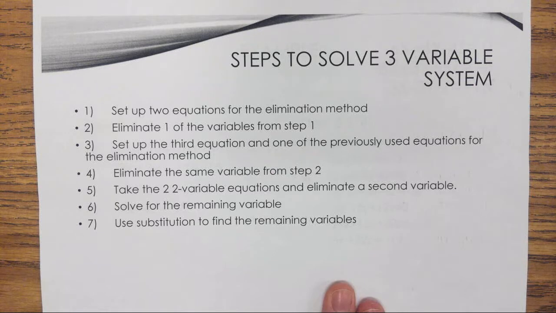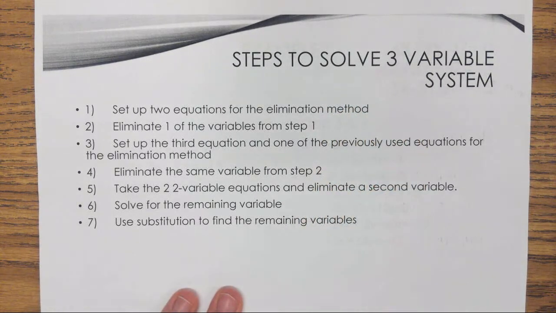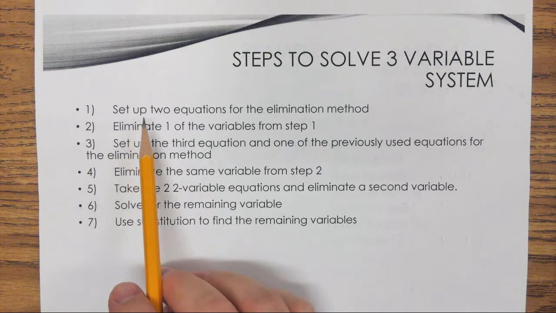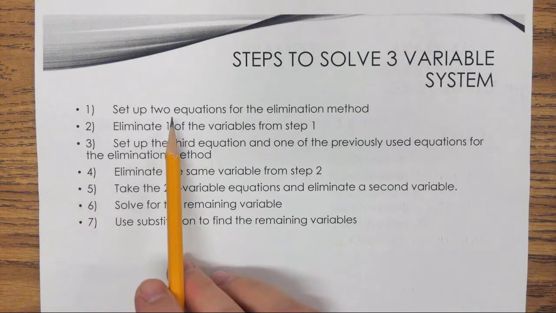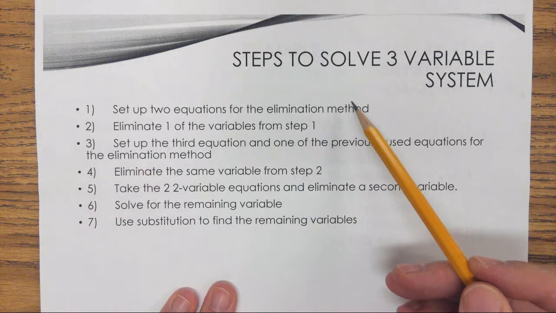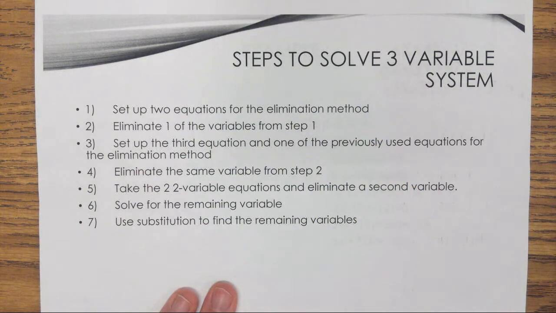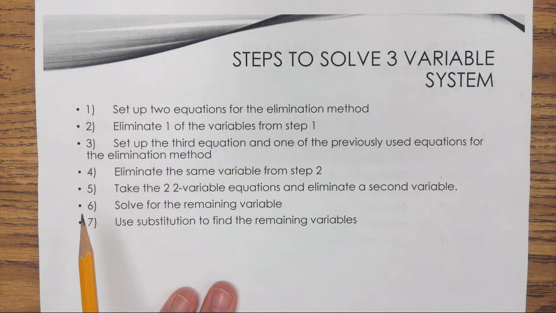Alright, so as hard as this is going to get is going to be solving for 3 variable systems, and here's the steps that we need to go through to solve for those systems. So get these steps down and then I'll go through some examples. Step number 1 is to set up 2 of the equations for the elimination method. So you're going to take 2 of the equations out of the 3, and then you're going to eliminate one of the variables with that. So that's step 2, eliminate one of the variables from step 1.